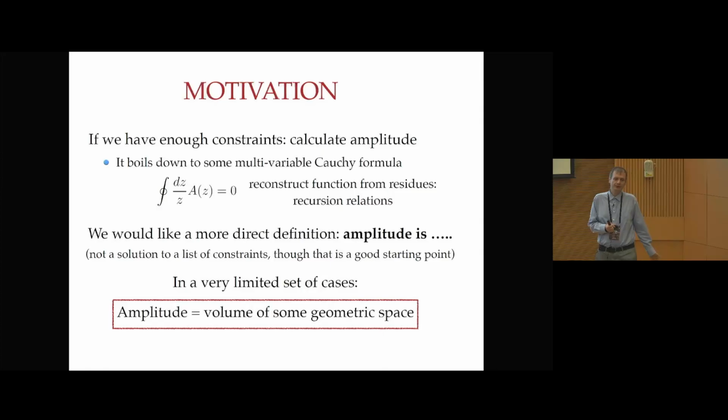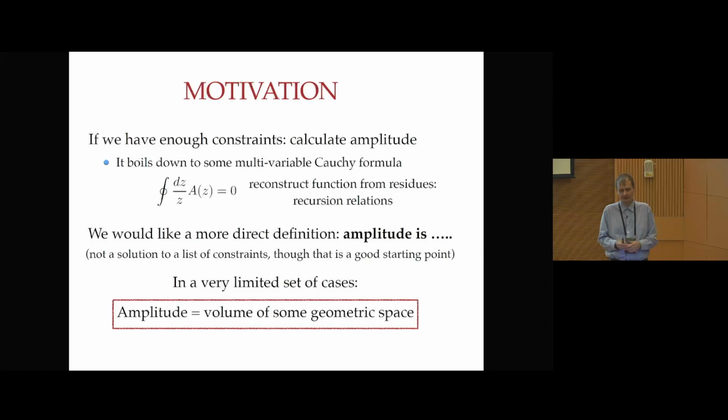So from this point of view, the amplitude is an answer to a question: what is the unique object which satisfies certain constraints, such as factorization or different kinematical limits. Now, we would like to go farther and give a more direct definition of the amplitude, at least in some very limited setup, which I will give examples of later. Not as a solution to some list of constraints, but directly saying the amplitude is something, and in our case, we will say that the amplitude is a volume of some geometric space.